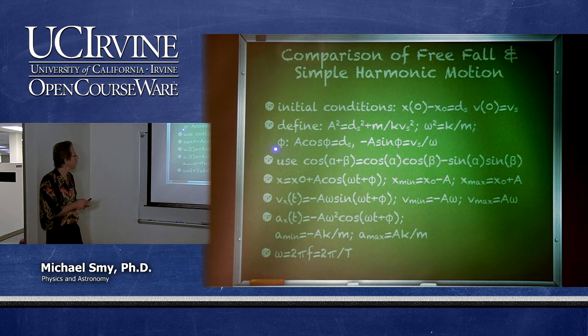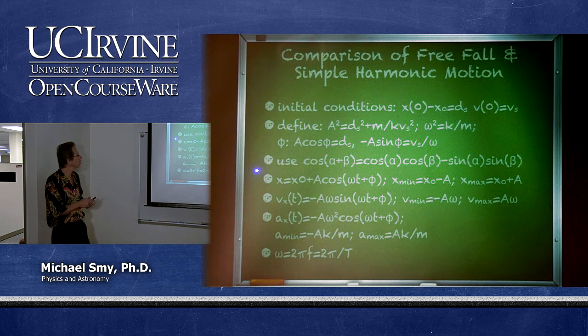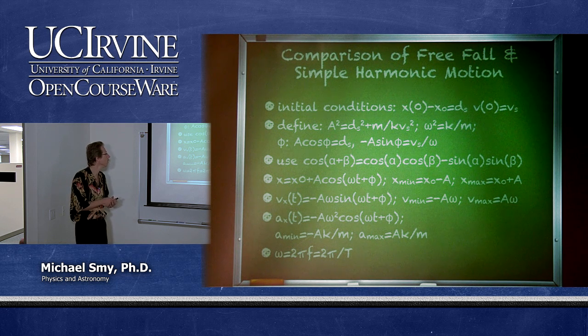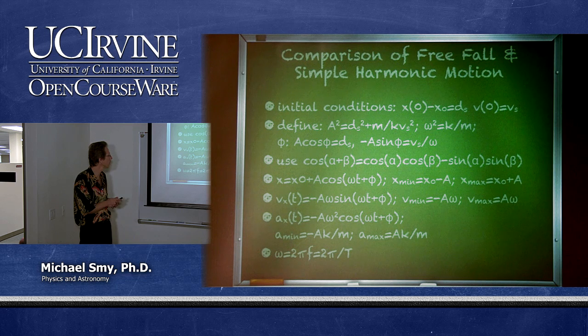And we define the phase angle phi by these conditions, that the amplitude times the cosine of phi equals the initial deviation from equilibrium position, and minus A times the sine of that phase angle is the initial velocity divided by omega. And we now use cosine(alpha plus beta) equals cosine alpha cosine beta minus sine alpha sine beta. So that's a trigonometric identity. And we can then use those definitions and rewrite the position as a function of time as well as velocity and acceleration like so.